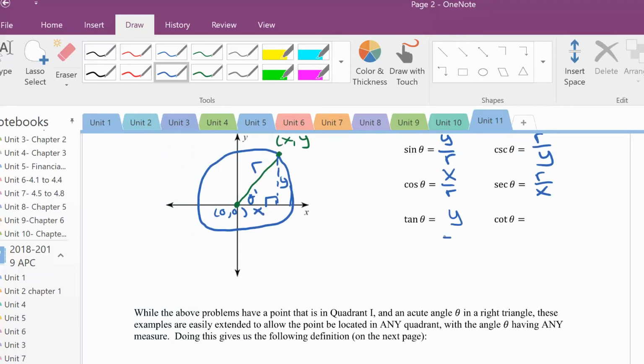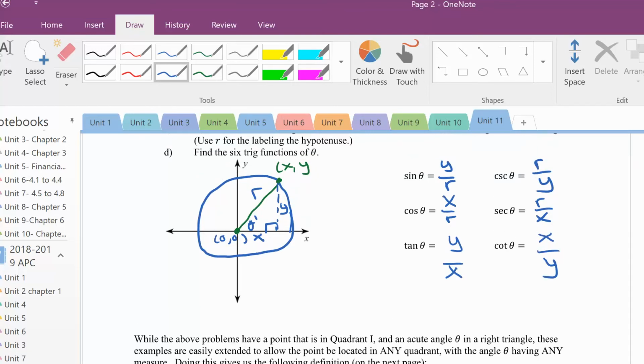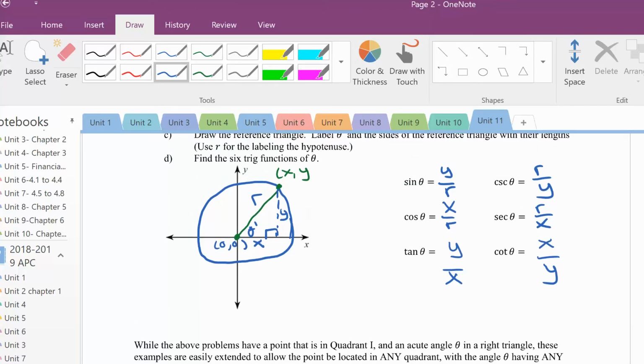Tangent is y over x. Cotangent is x over y. So these are your new ratios for the trigonometric functions of any angle, depending upon what the radius is and what the point is that intersects the circle.